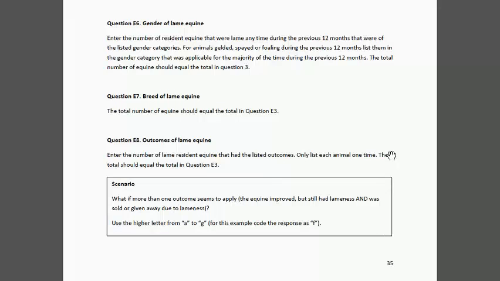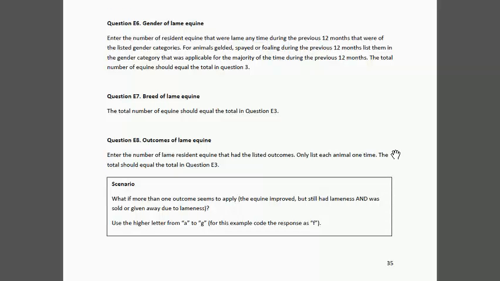Bear with me, I'm going to go back to the little web interface in case there's something there that I'm missing. All right, number 8 refers to the outcome for the lame horses. Again, this is a summary count of them, and the total equals question 3. This is where it might be helpful, for example, to have the names of the horses listed so that you can recall how many had each outcome.